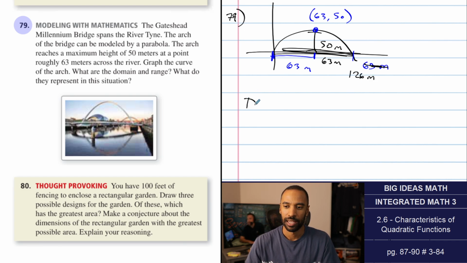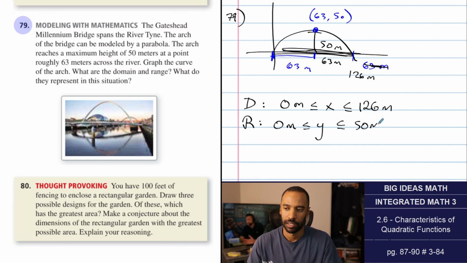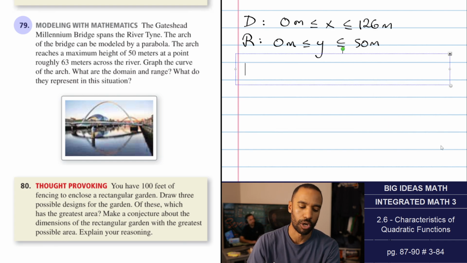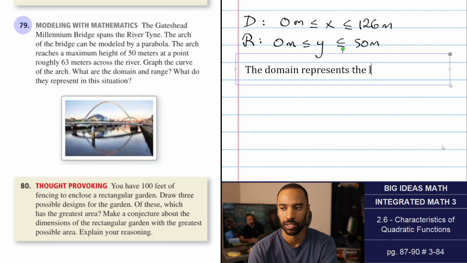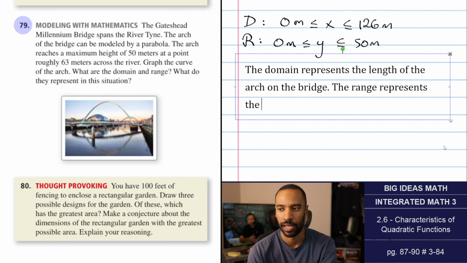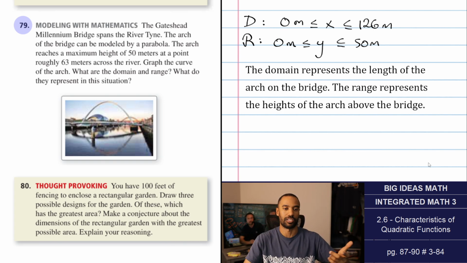So the domain in this situation goes from 0 meters to 126 meters on x. That's how long the bridge is. The range goes from 0 meters to 50 meters on y. That represents how much the arch goes up in height above the bridge. So the domain represents the length of the bridge, well, really of the arch on the bridge. The range represents the heights of the arch above the bridge. And not just the height, because 50 is the maximum, but all the different heights that are hit along the arch.